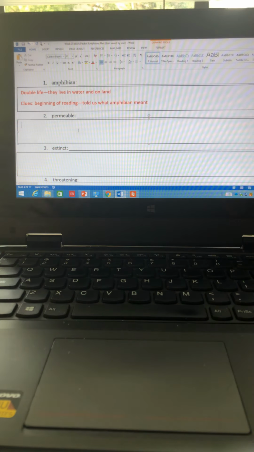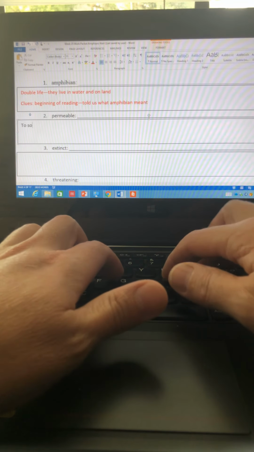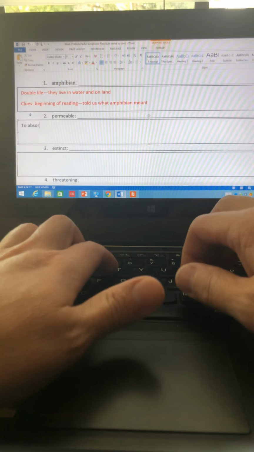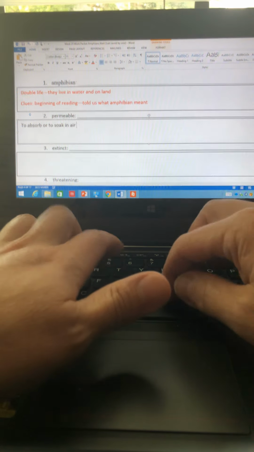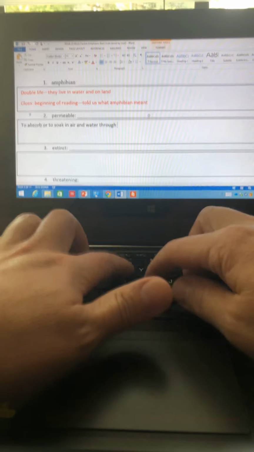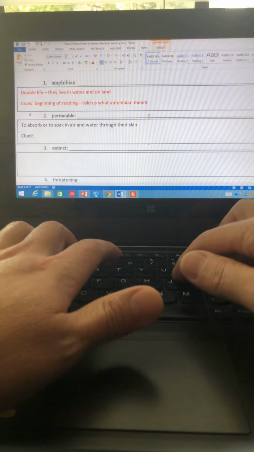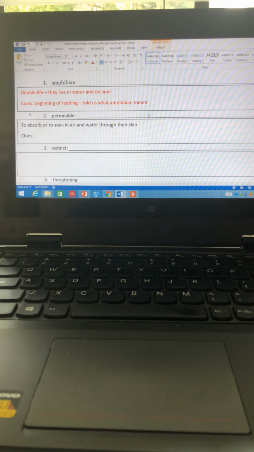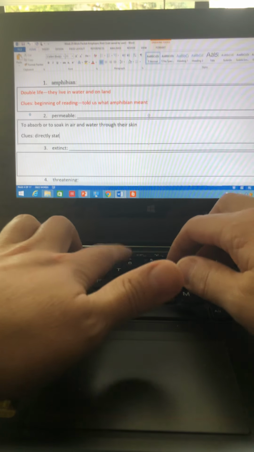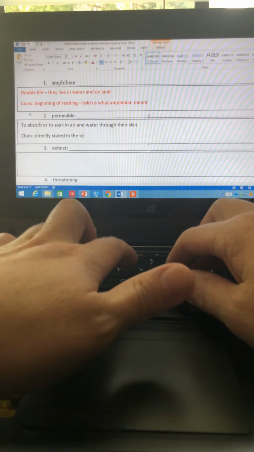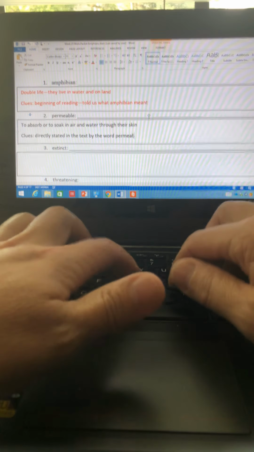So our meaning, to soak, I'm going to use the word they said, to absorb or to soak in air and water through their skin. And our clues, it was directly stated in the text by the word permeable.